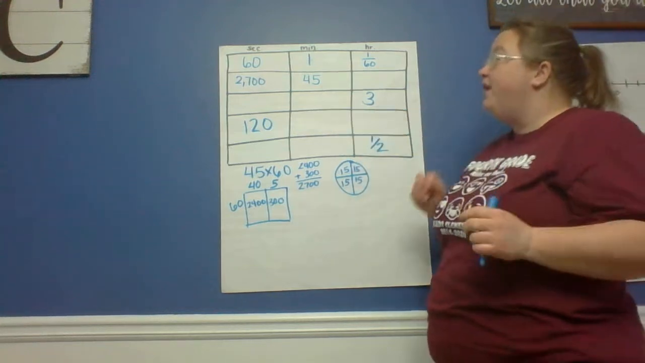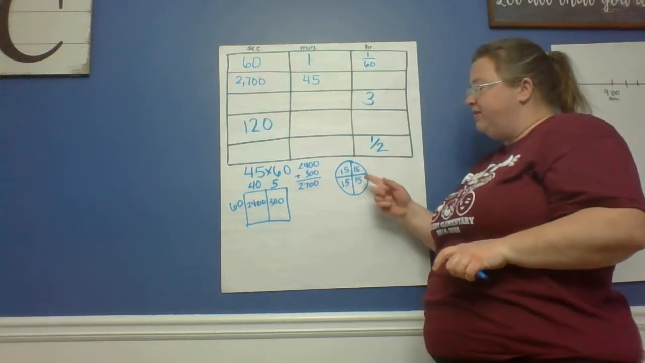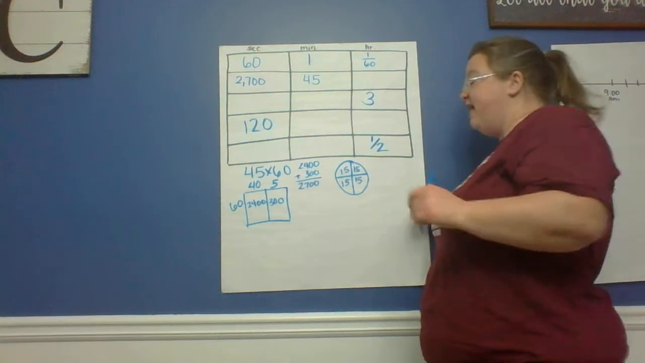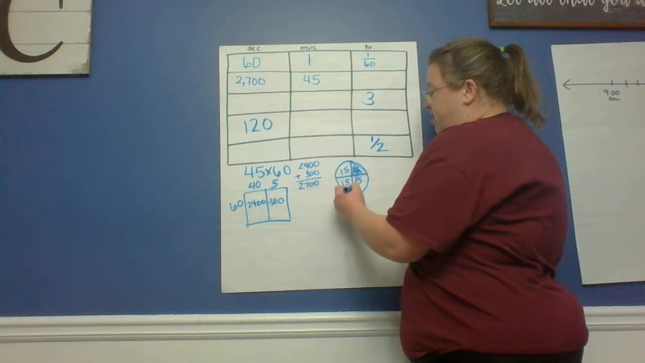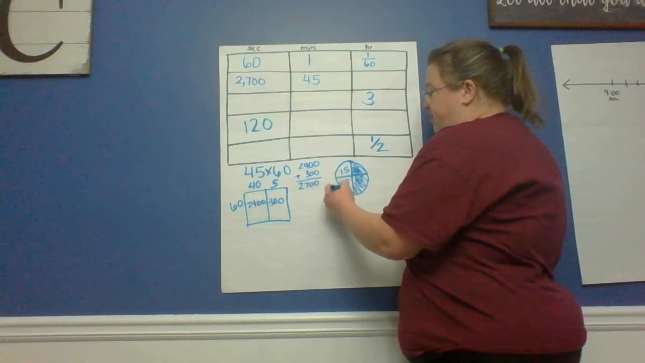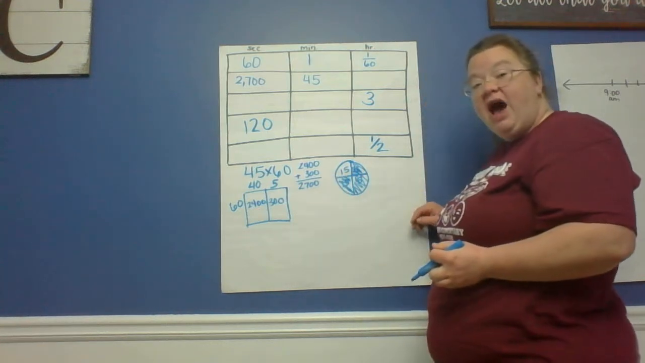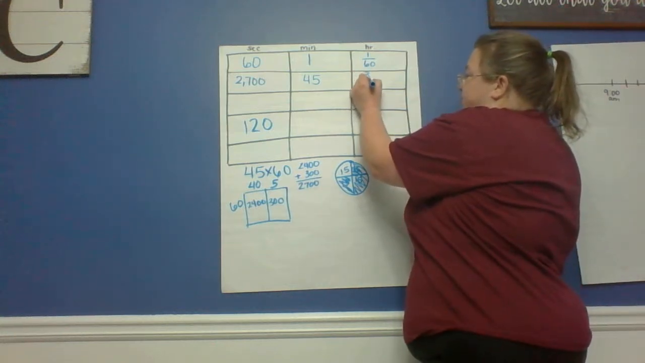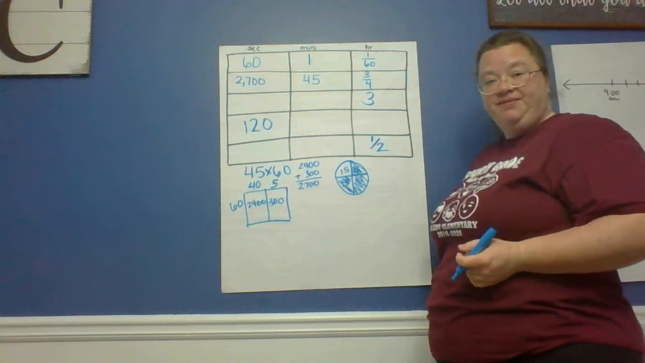So if we have 45, that would be 15 plus 15, which is 30, plus another 15, which is 45. So that would be this much of an hour. And if we think of that as a fraction, it's 3/4 of an hour. Okay?